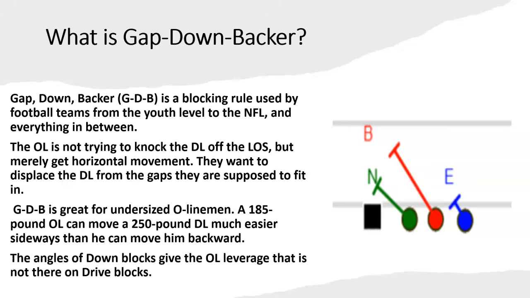The angles of down blocks give the O-line leverage. Okay, it's like prying something up. You may not be able to move it, but if you can wedge something in the angle there and then use a fulcrum to push down on it and leverage it up, it's the same thing with this. You're using their momentum and you're out leveraging them because you're coming from the side.